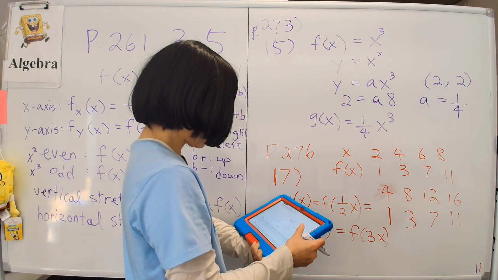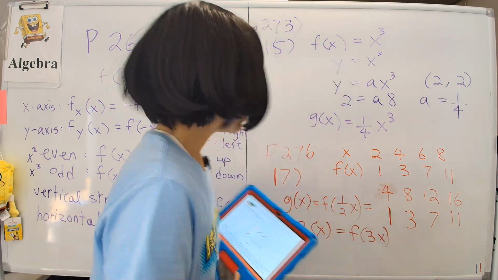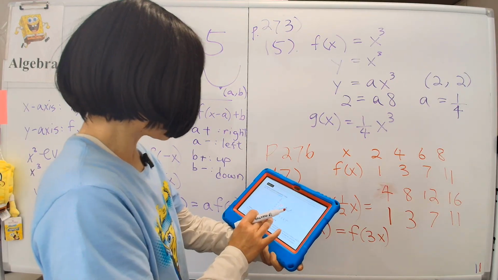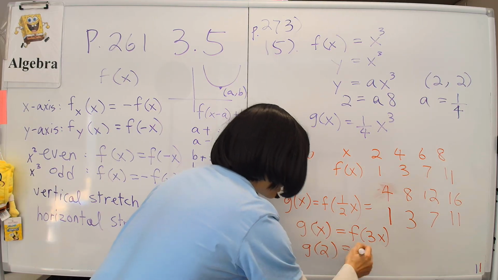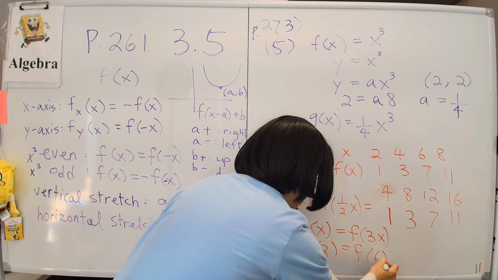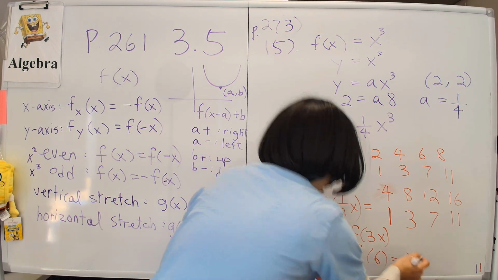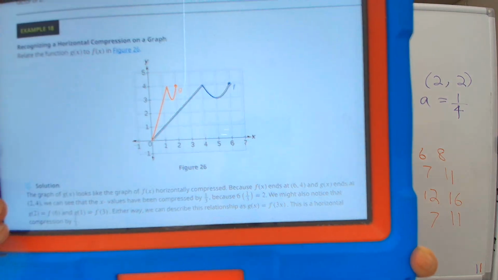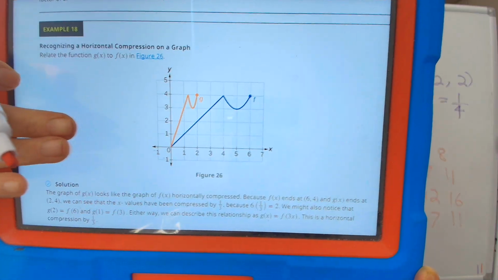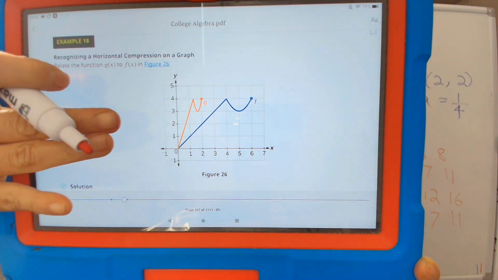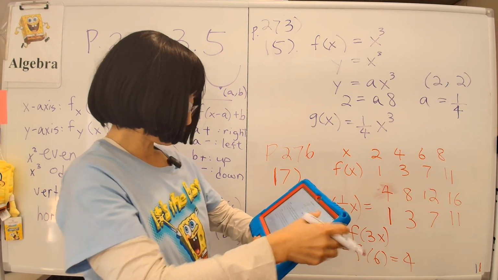Does that make sense? Let me think about this. Actually, it does make sense. For example, let's consider g of 2. So g of 2 is equal to f of 3 times 2, which is f of 6, which is equal to whatever it's supposed to be. f of 6 is 4, as you can see from the graph. So the orange line, g value at 2, is equal to 4, whereas f value at 2 times 3 is 6, which equals 4. So that's why this formula does make sense. And that is the end of example 18.